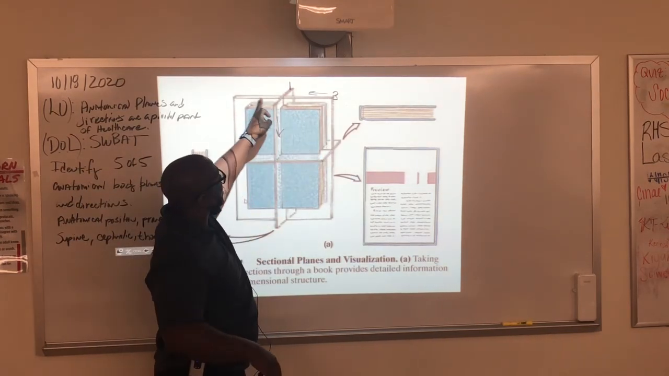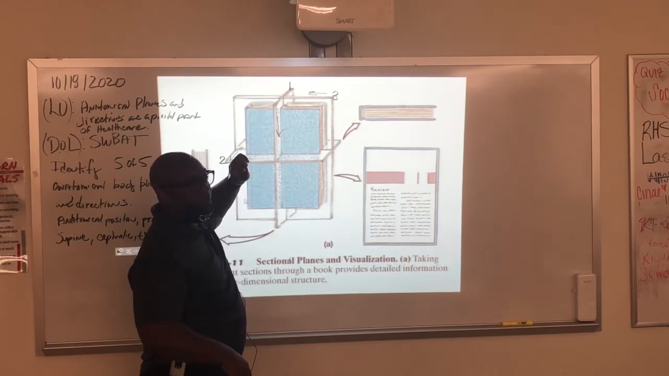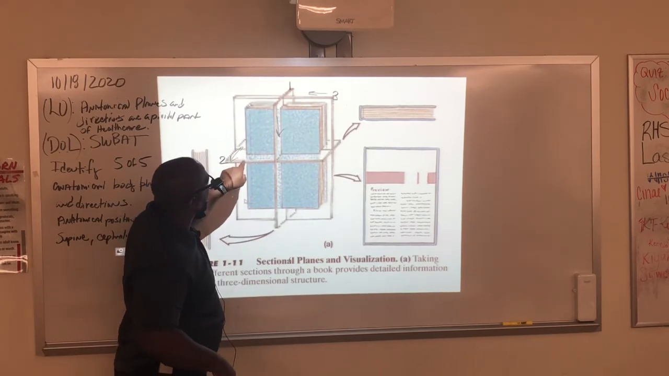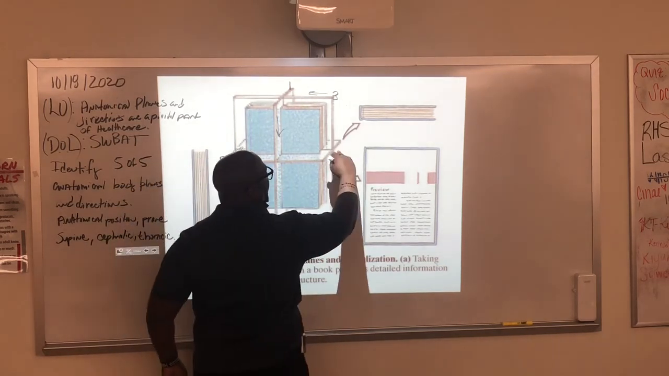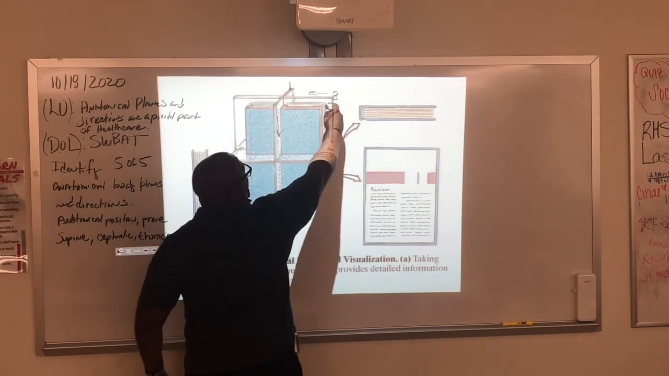Look at where the plane is going. Take a wild guess. Transverse. Here, it's cutting here. This number 2 is transverse. Number 3 is frontal, because we're going straight across.